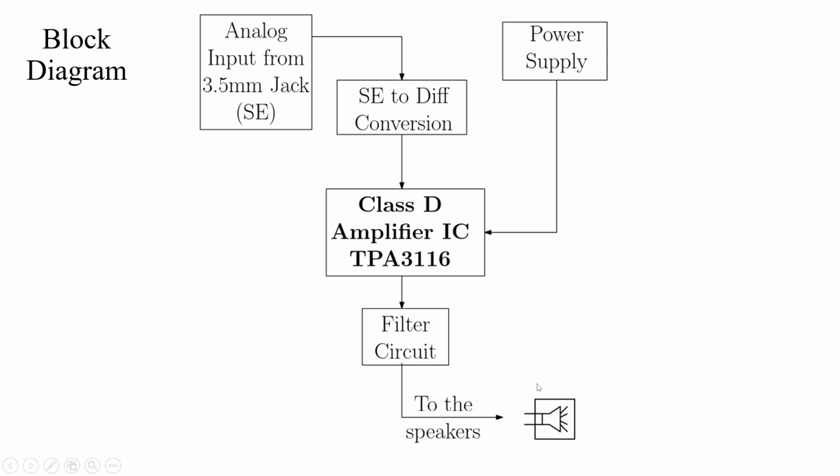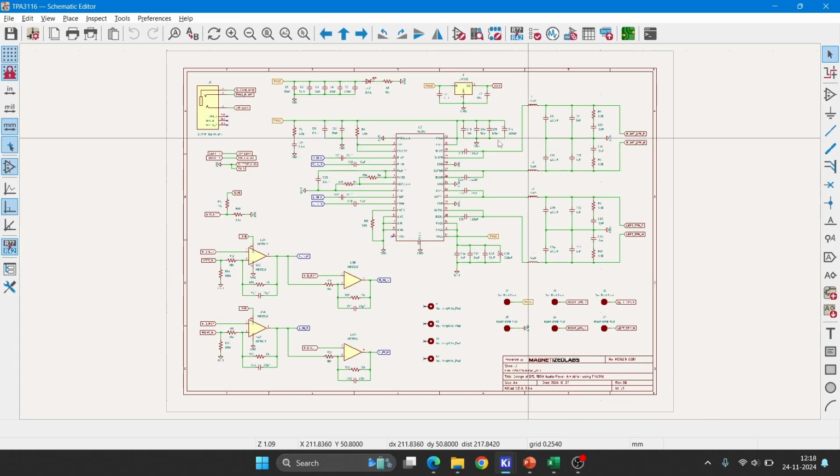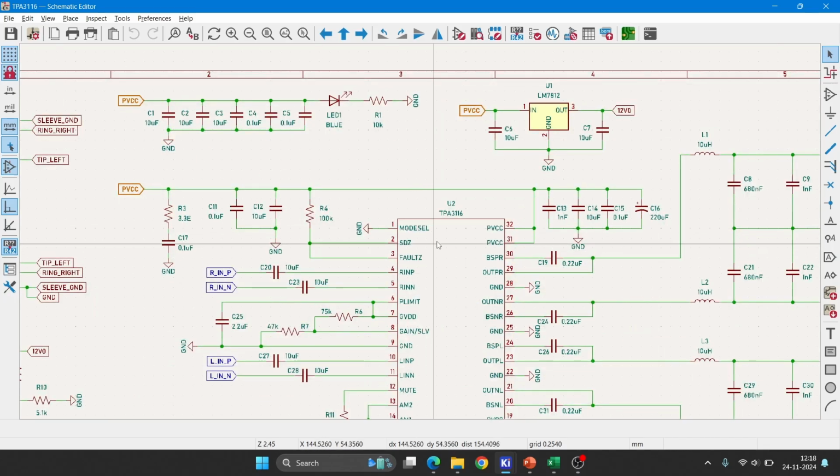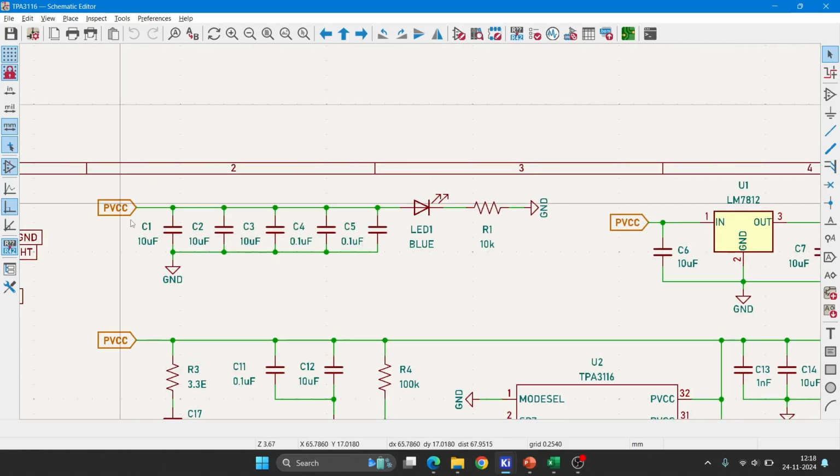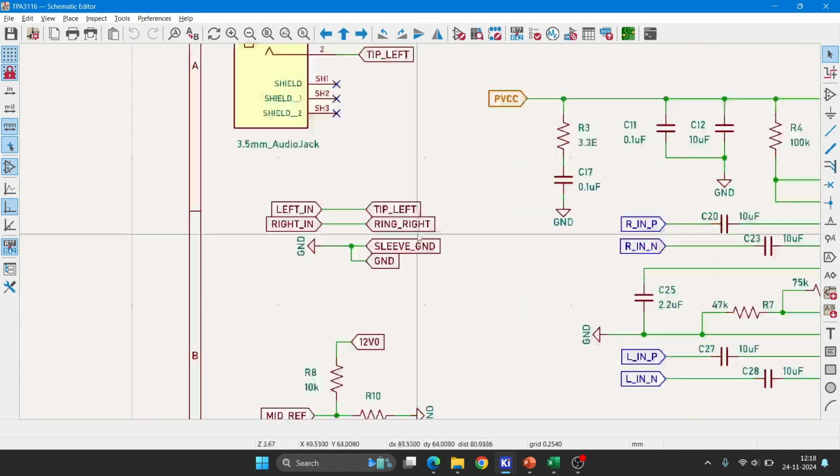We'll go to the schematic now. This is our schematic. Here this is the audio amplifier IC. I will explain pin by pin. And then here, power decoupling: we will take 24 volt input and power decoupling capacitors with one indicator LED.